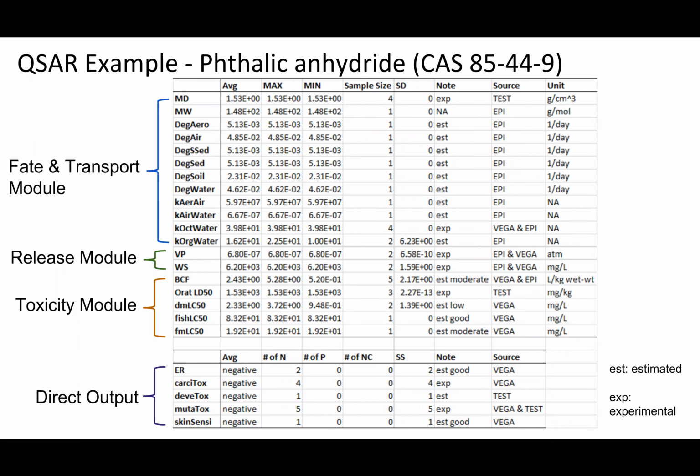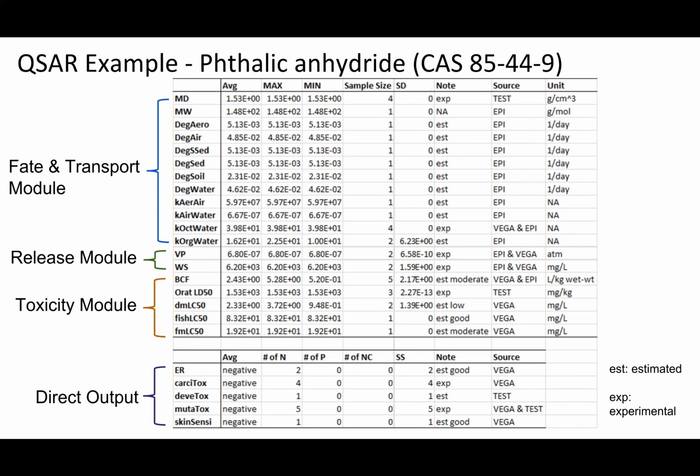This table shows the output example from our QSAR module. This chemical is phthalic anhydride. And from this table and their statistics, the columns show the statistics I just mentioned before. We have average, maximum, minimum, sample size, standard deviation, and the note. The note shows whether it's an experimental value or estimated, and also the data source, which model gives the prediction for this endpoint value, and their unit.